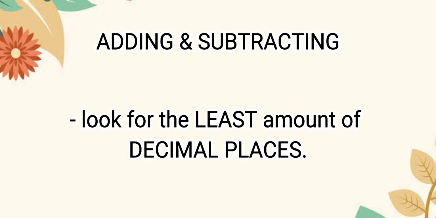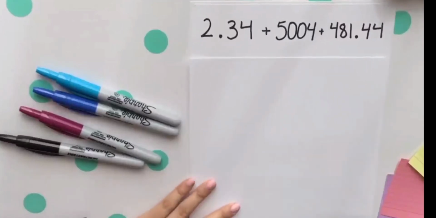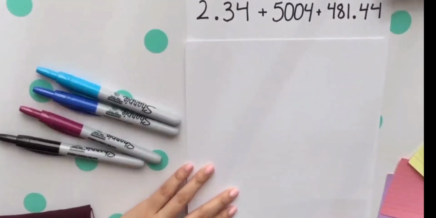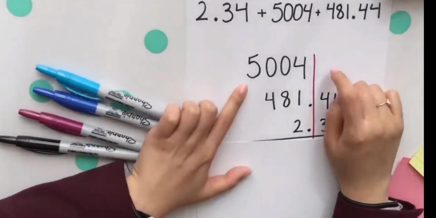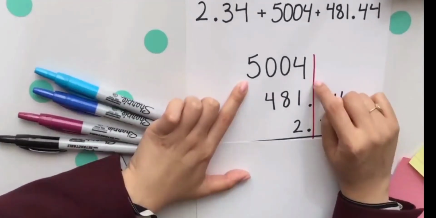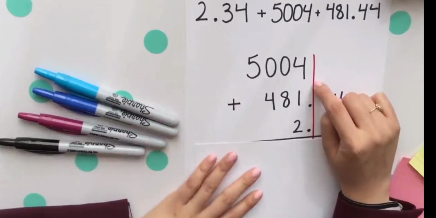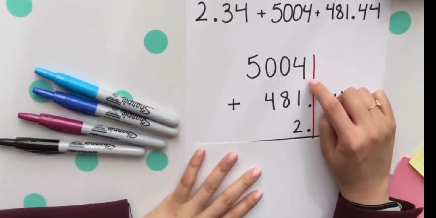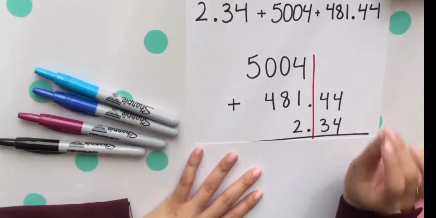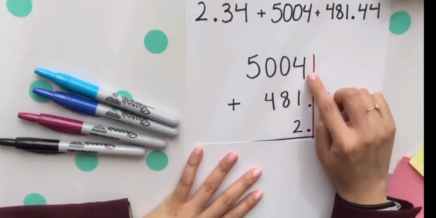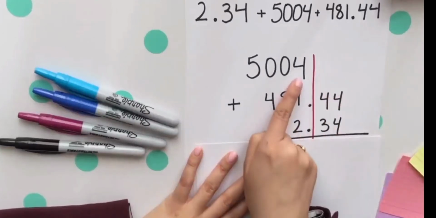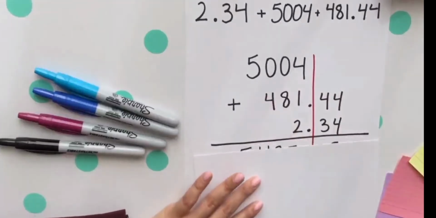When adding and subtracting numbers, you look for the least amount of decimal places. For this first example, your first step is to line up all the decimal places. Notice how 5004 has no decimal. However, where the decimal would be is after this 4 in the ones place. Since we're looking for the least amount of decimal places, that 5004 doesn't have a decimal place, so we will round to the ones place.